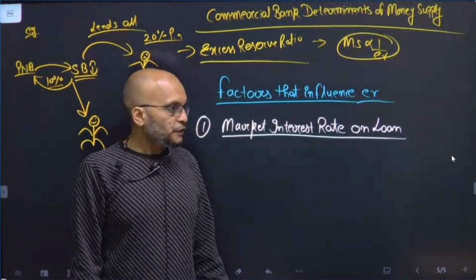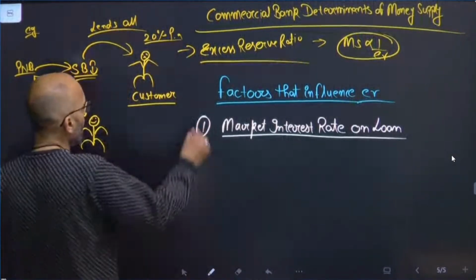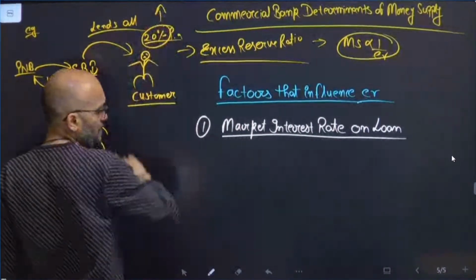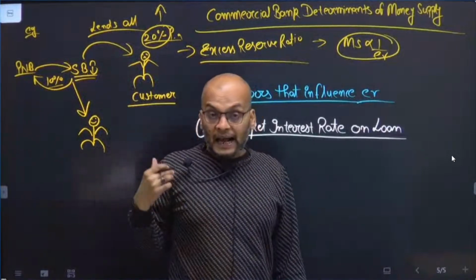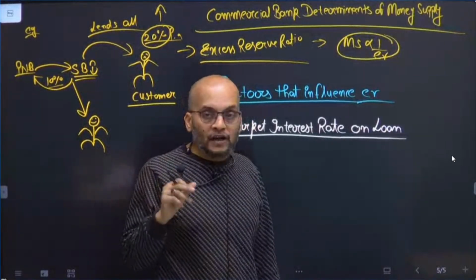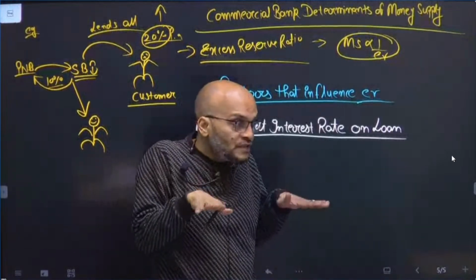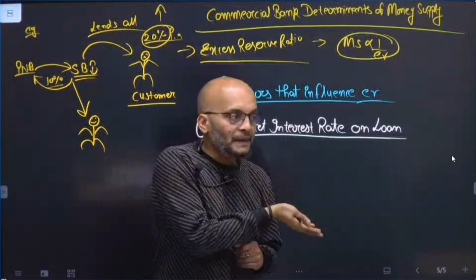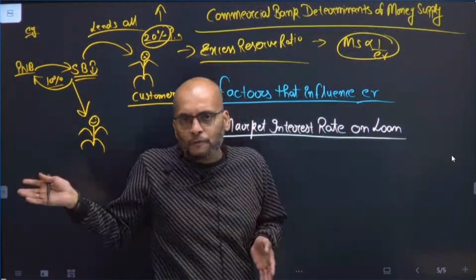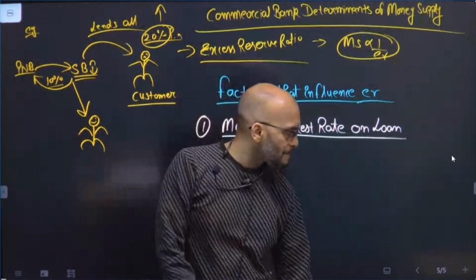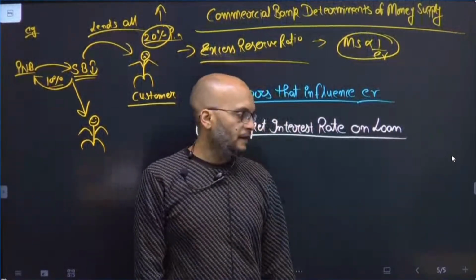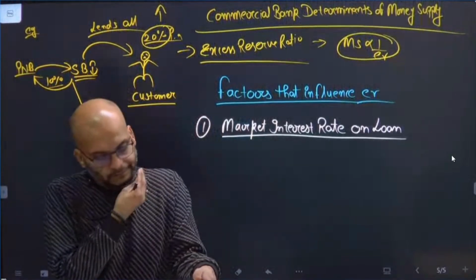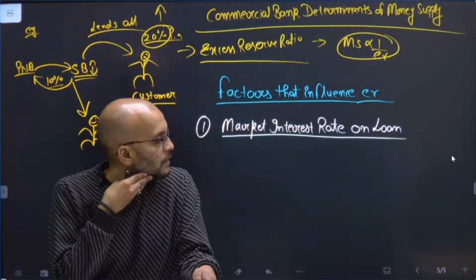So that's what I'm saying. The higher this market rate of interest, the more encouragement there will be for commercial banks to reduce their excess reserve and lend out all the money. And if an emergency arises, they can borrow from some other bank at a lower rate of interest. Got it or not, everyone? Clear?